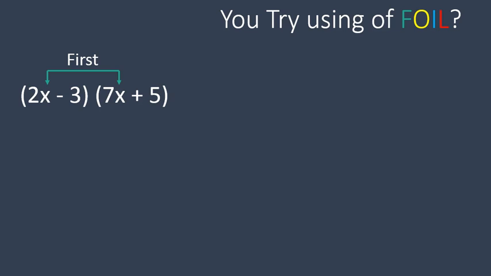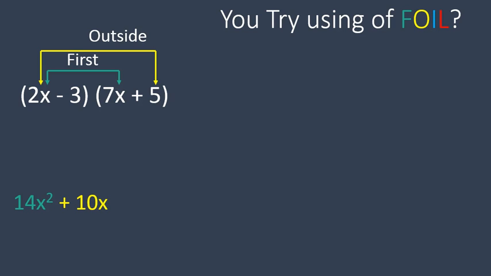The first terms of each binomial are 2x and 7x. When we multiply them together, we get 14x squared. The outside terms on this multiplication question are 2x and 5. 2x times 5 gives us 10x. Then we'll look at our inside terms, negative 3 and positive 7x. That gives us negative 21x when we multiply them together.